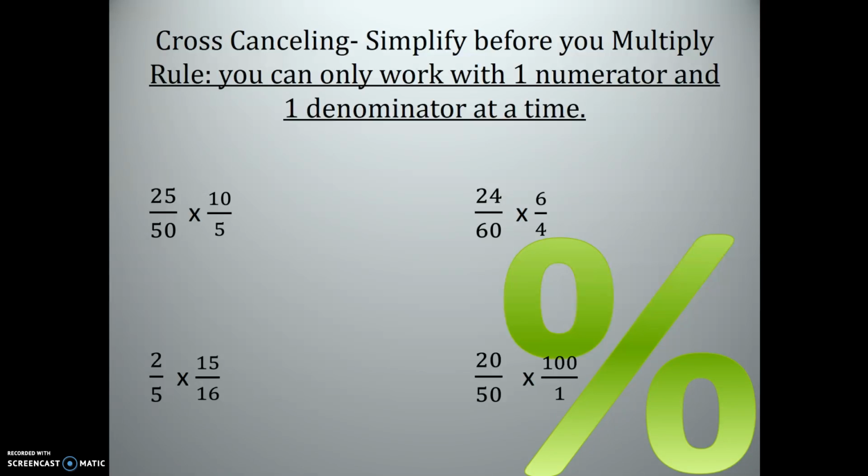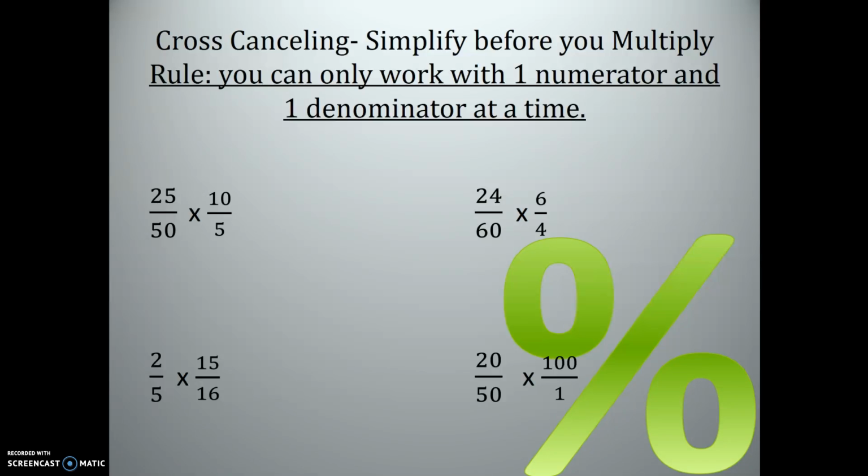So cross-canceling helps us to simplify before we multiply. And I'll show you what I mean in a minute, but there's a rule with cross-canceling, and that is that you can only work with one numerator and one denominator at a time. So super, super important. Okay, so when we cross-cancel, we're going to look for a common factor between a numerator and a denominator, and we're going to simplify by that common factor.